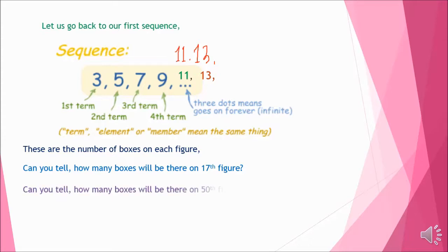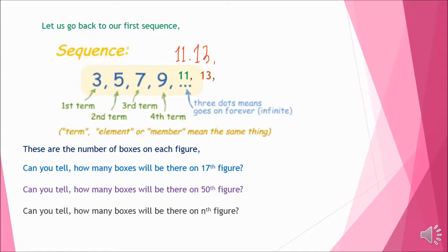And can you tell how many boxes will be there on the 15th figure? It will take more time, isn't it? Maybe half an hour or more to calculate the number of boxes. And can you tell how many boxes will be there on the nth figure? Nth figure means the value of n may be any, 100, 200, 300. So it is a time consuming task to do it manually, one by one. For this we need a specific formula which can easily calculate the number of boxes or number of dots, the value, on any term.